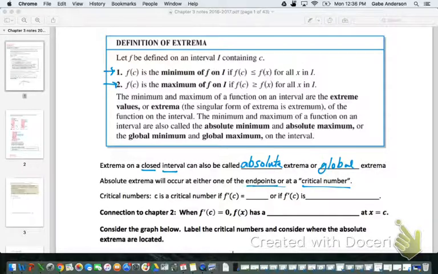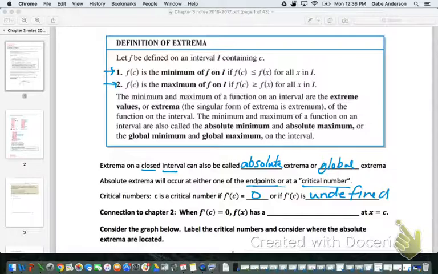Now let's talk about what a critical number is. c is a critical number if f prime of c is equal to 0 or if f prime of c is undefined. I want to try to connect this back to some stuff that we did in chapter 2. Maybe you'll remember the homework, maybe you'll remember some of the things we had in the notes, maybe even a test or a quiz. When f prime of c is equal to 0, f of x has a blank at x equals c.